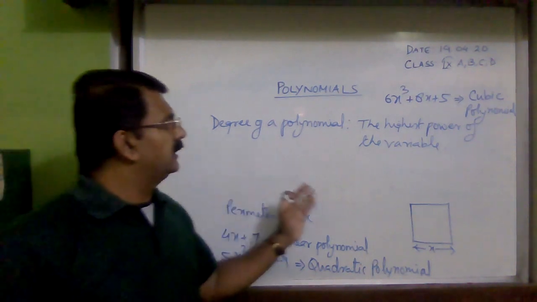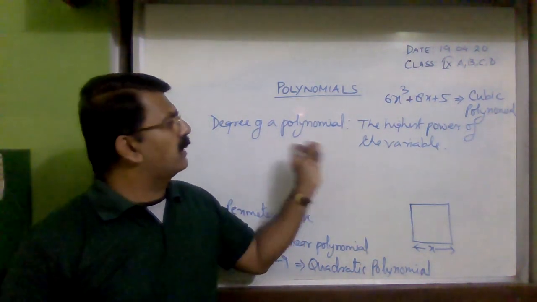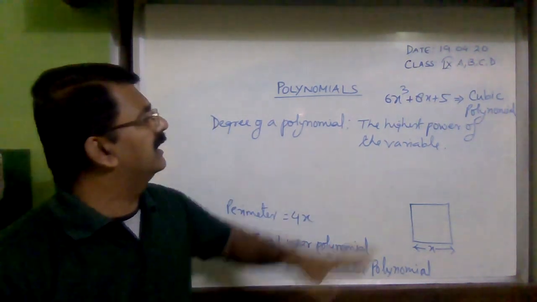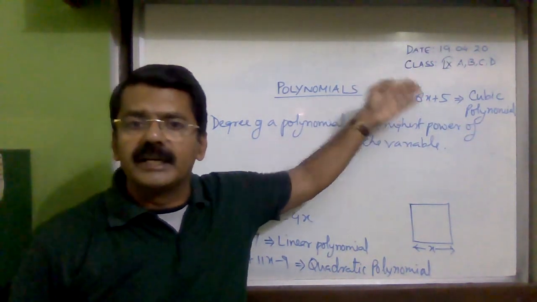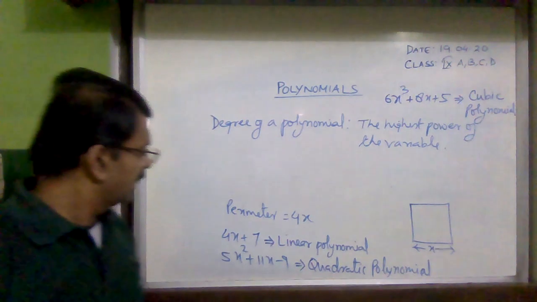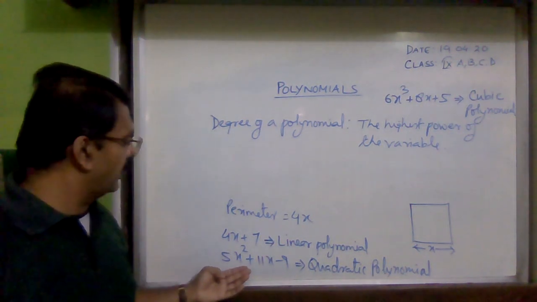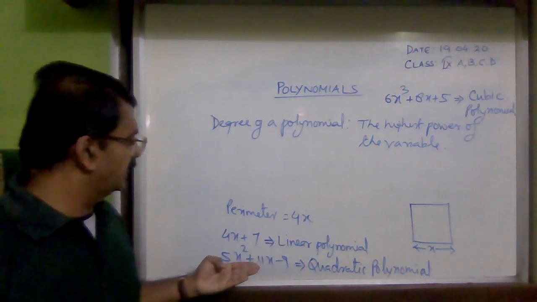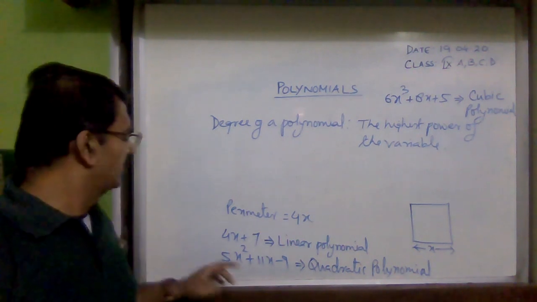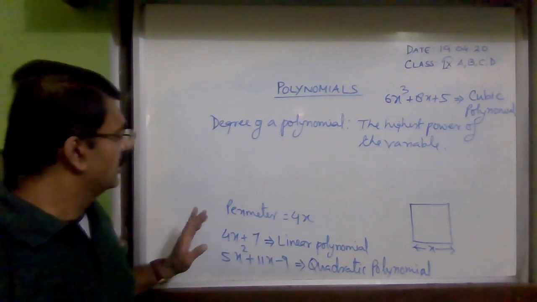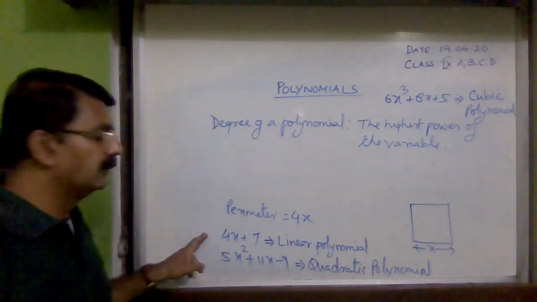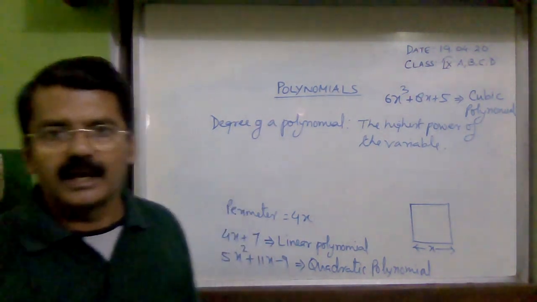In any polynomial, whatever is the highest power of the variable, like here you can see the highest power of the variable is 3. So the degree of this polynomial will be 3. Here the highest power of the variable is 2. So the degree of the polynomial here will be 2. Here the highest power of the variable is 1. So the degree of this polynomial will be 1. Clear?